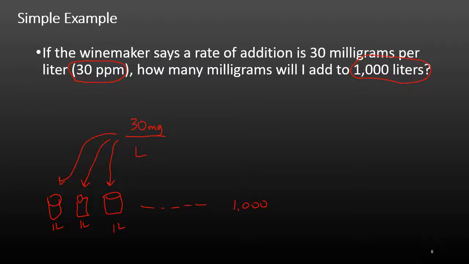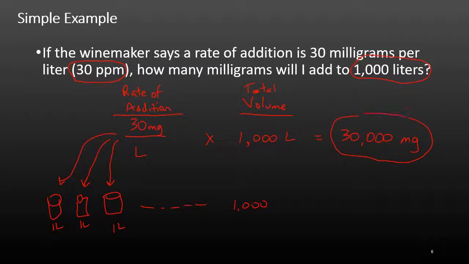All right, so we take our rate of addition, which is the 30 milligrams per liter, and multiply that by our total volume, which in this case is going to be 1,000 liters. And I do the math, and I get 30,000 milligrams. So that would be the weight of the SO2 I weigh out and add.